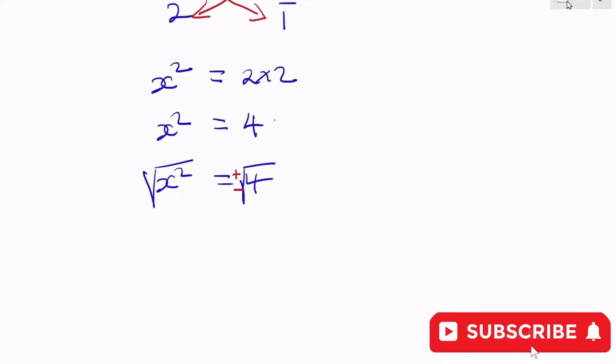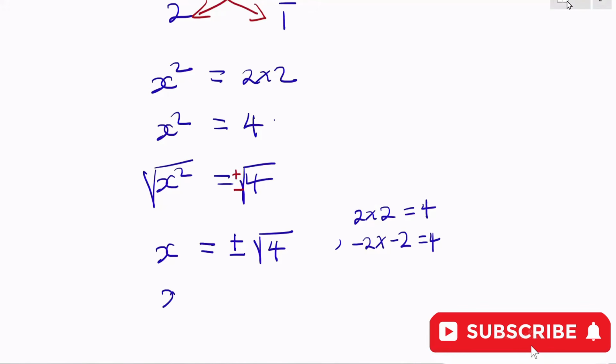Such that we have the square root and the square cancelling, and we remain with x on the left hand side equals plus or minus the square root of 4. We know very well that 4 is a square number, which is the same as 2 multiplied by 2 to give us 4, or the same as negative 2 multiplied by negative 2 to give us 4. Implying that the square root of 4 gives us the value of x as positive or negative 2.